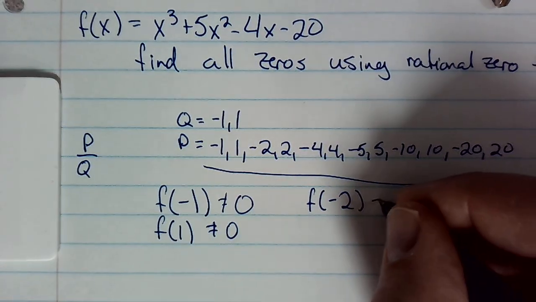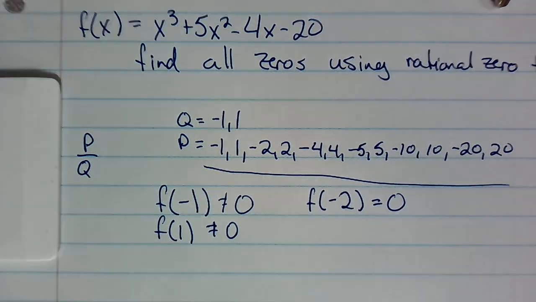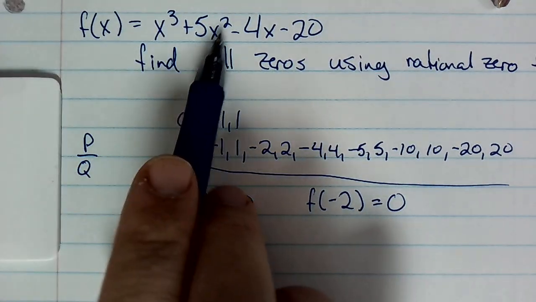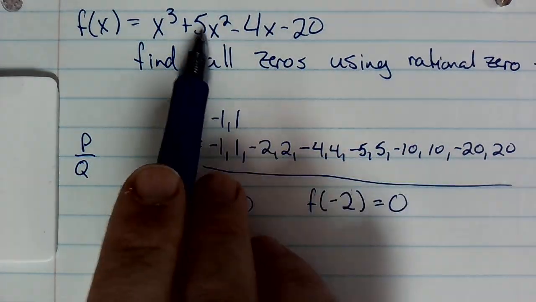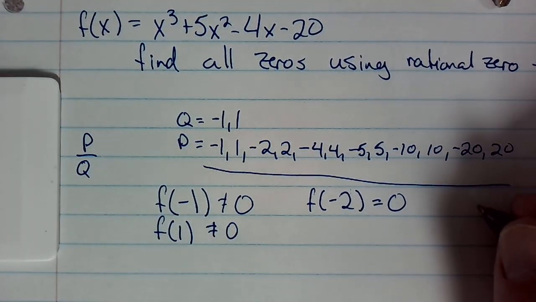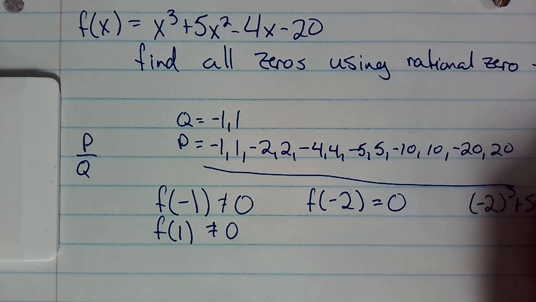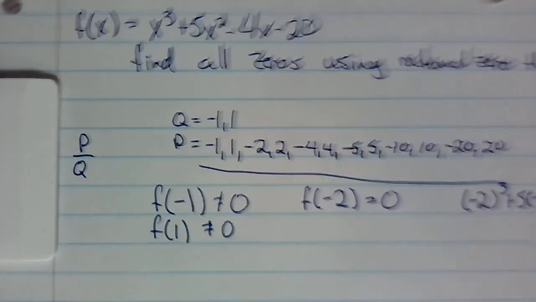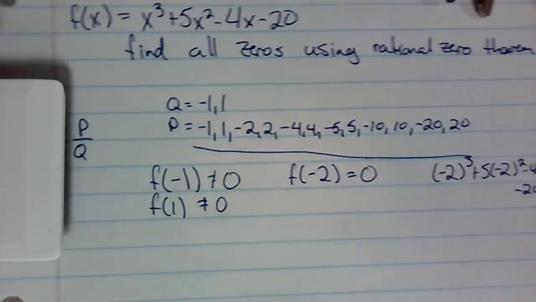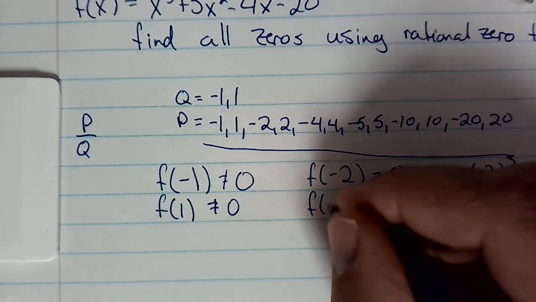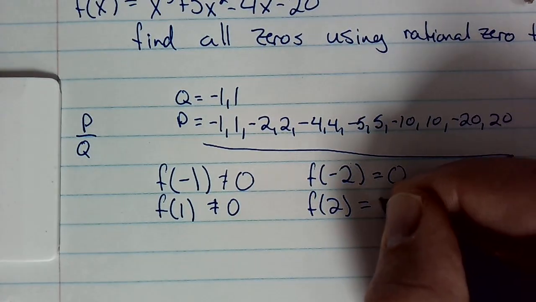F of negative 2 was 0. Because where am I putting that negative 2? Hey, make sure when you plug that in, it's in parentheses, or else you're going to have a bad time. Right? Well, you might not. Maybe you had too good of a time. Alright, what was f of 2? Also 0.